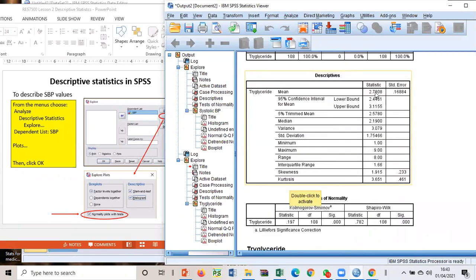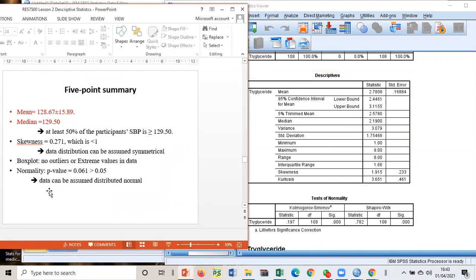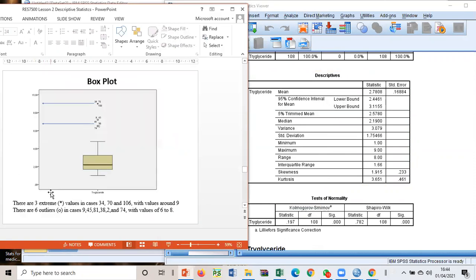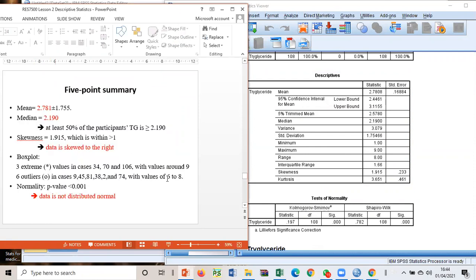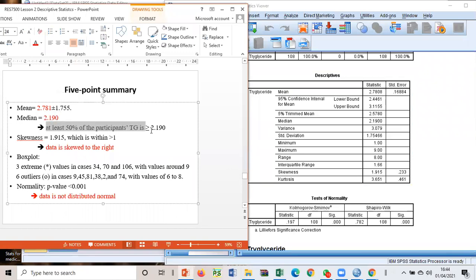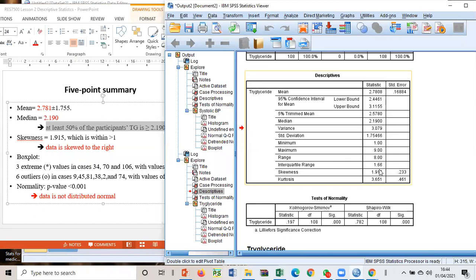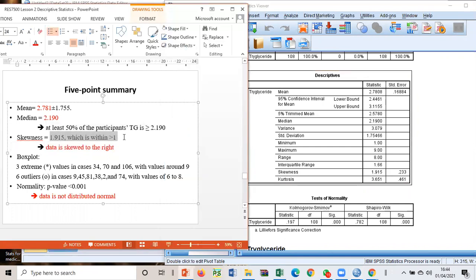So what's the mean? Mean 2.781. Standard deviation 1.75. Median? So what's the median value? 2.19. Skewness. What is the skewness value? 1.915, which is more than 1. Data skewed to the right.